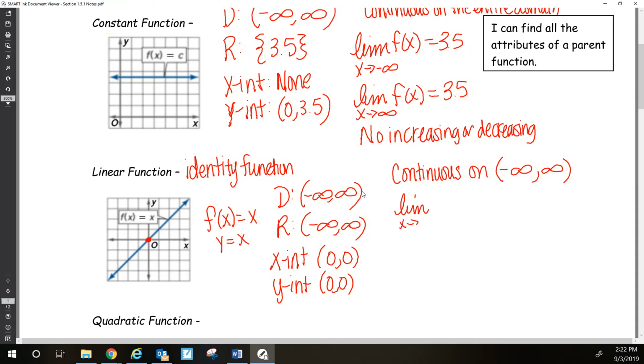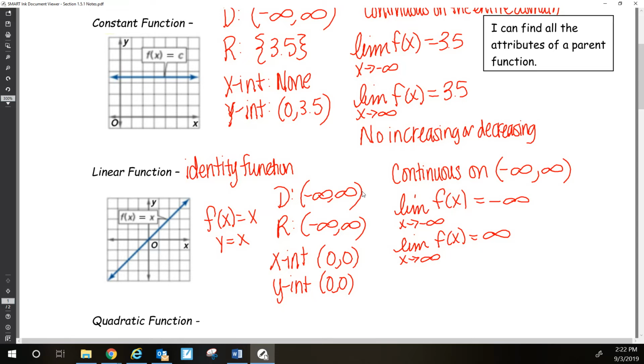All right, let's start with end behavior. The limit as x goes to negative infinity of f of x: as x goes to negative infinity, where do those y's go? They also go to negative infinity. What about when x goes to positive infinity? So when x goes to positive infinity, our y's go to positive infinity. All right, and for our parent function, are we increasing or decreasing or staying constant?